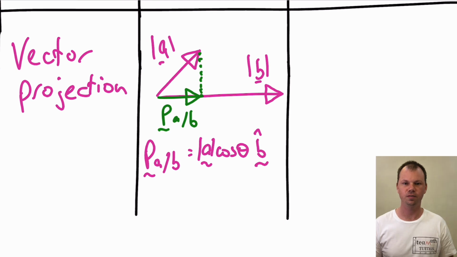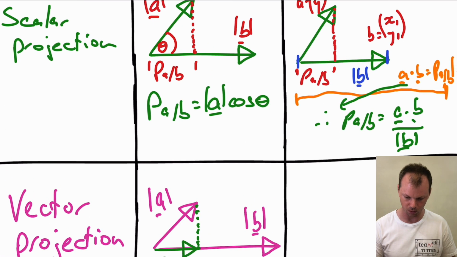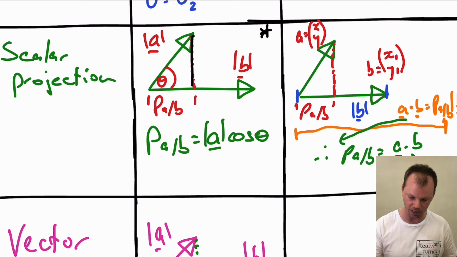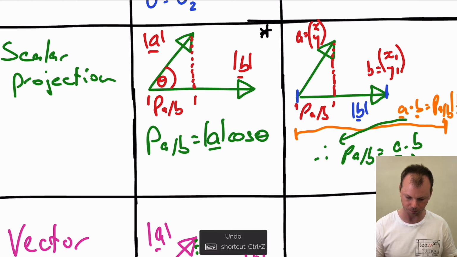Hi, in this video we're going to look at the vector projection and how it continues on from the scalar projection we did in the last video. So to start with, let's talk about the scalar projection. If we're given the vectors in magnitude and direction form, we can calculate it this way, where we're simply finding the adjacent side of this triangle using this formula down here.